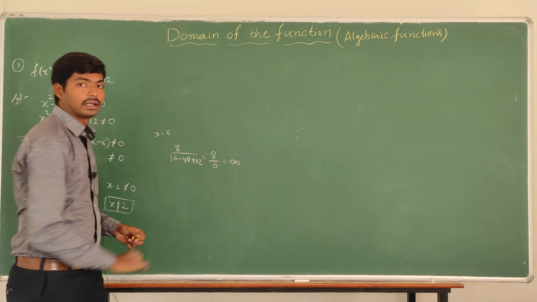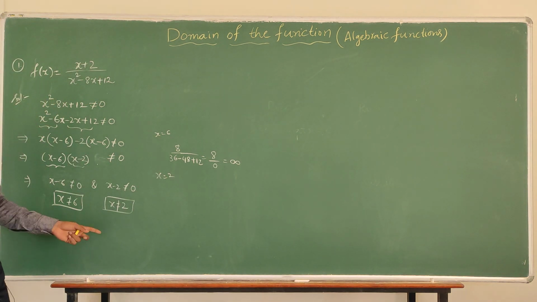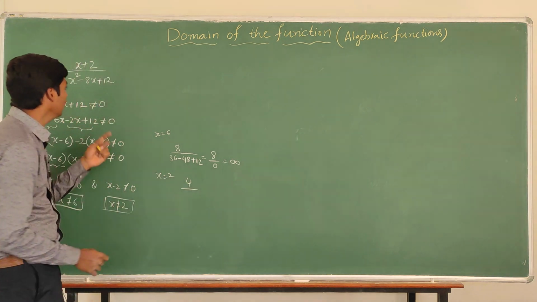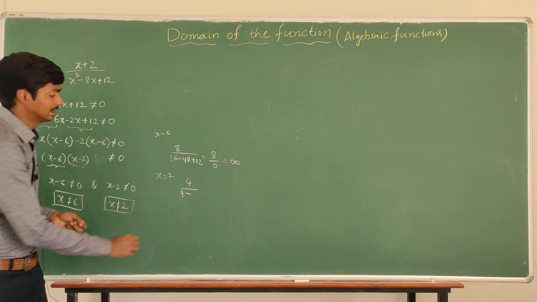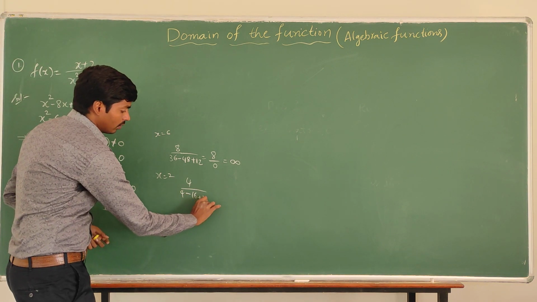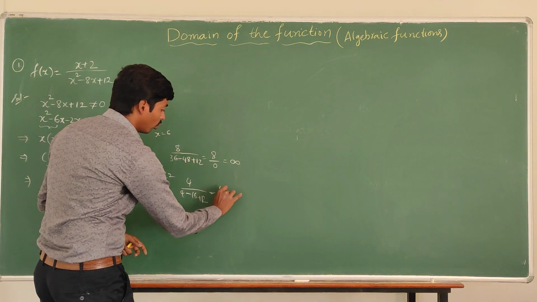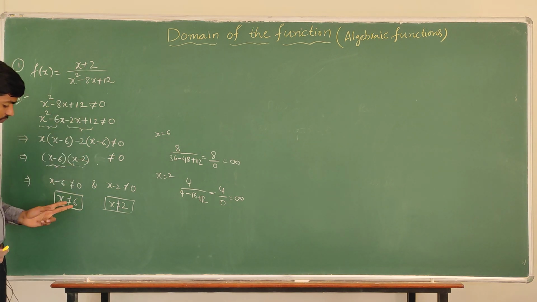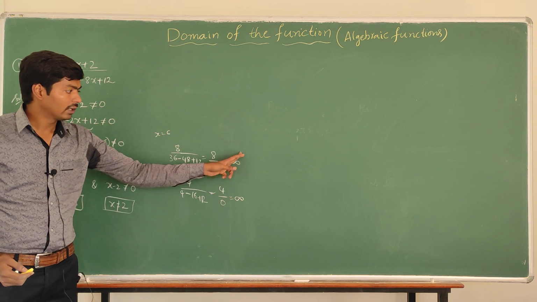My function will become undefined. So now x equal to 2. Suppose I substitute the x value 2 in the given expression: 2 plus 2 is 4, 4 by 2 square, which is 4, minus 8 twos are 16, plus 12. So 4 plus 12 is 16, minus 16 will be 0, and 4 by 0 is again undefined. So if I substitute the values 6 and 2, my function will become undefined.